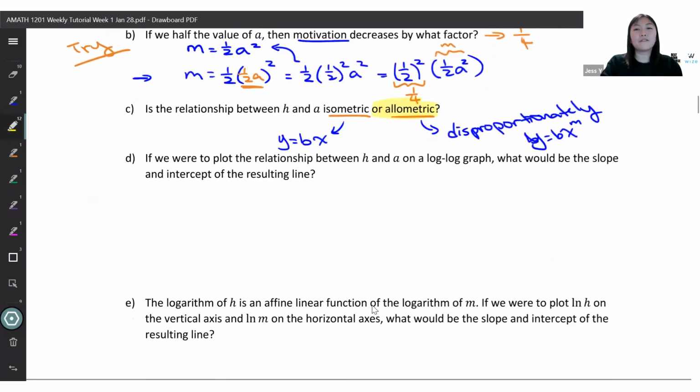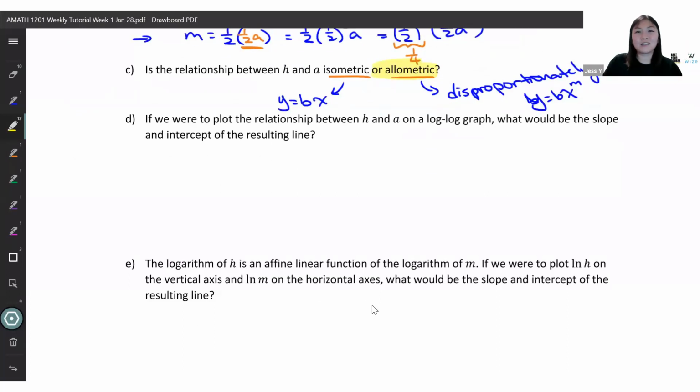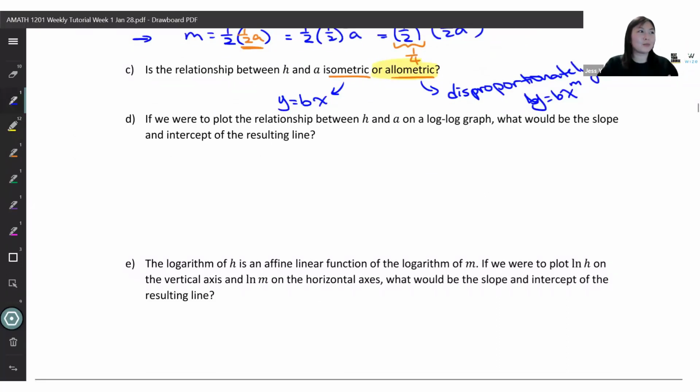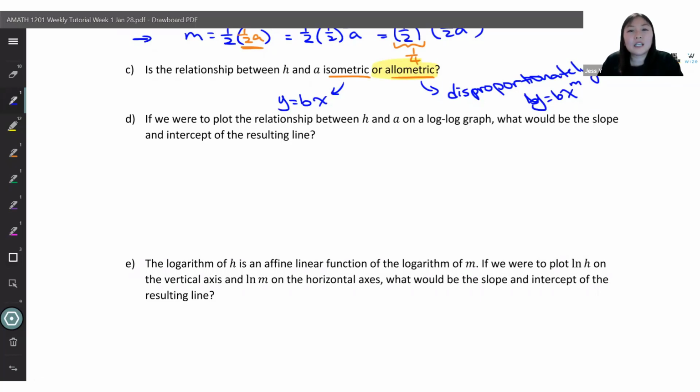All right, now it's the fun log-log graph stuff. I know this is usually new for students. Whenever I'm tutoring people, they're always like, this is where I hit a wall. So if we're plotting the relationship between H and A on a log-log graph, what would be the slope and intercept of the resulting line?